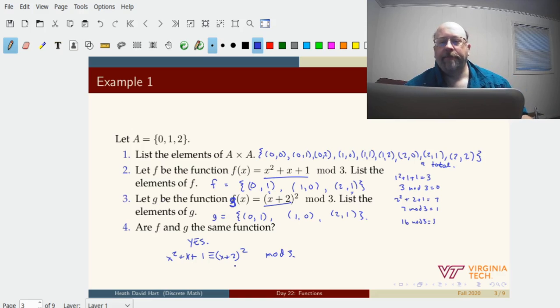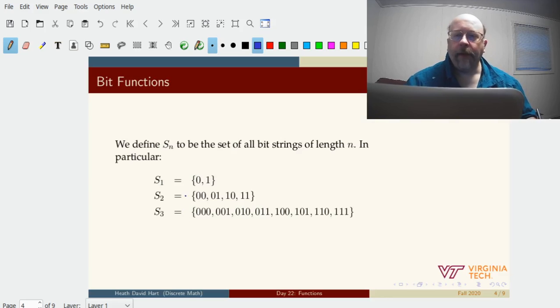All right. So let's try another example. We define S sub n to be the set of all bit strings of length n. So the only length 1 bit strings are 0 and 1, but the length 2 bit strings are 00, 01, 10, and 11. The length 3 bit strings are all of these.